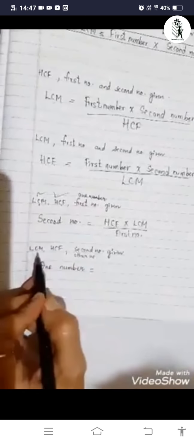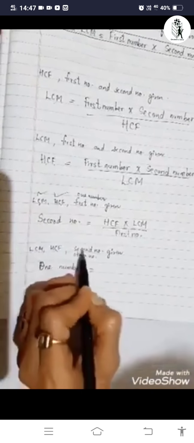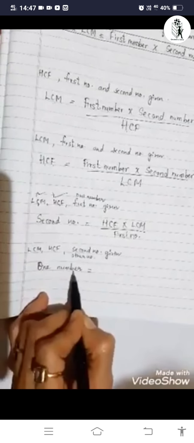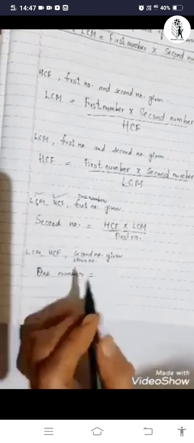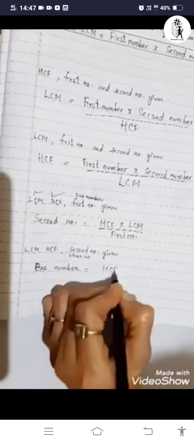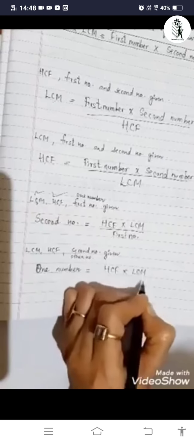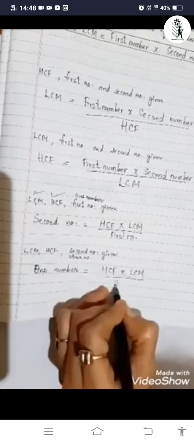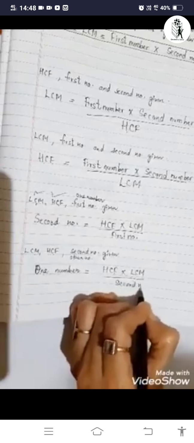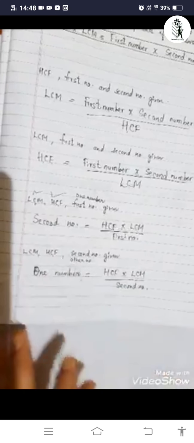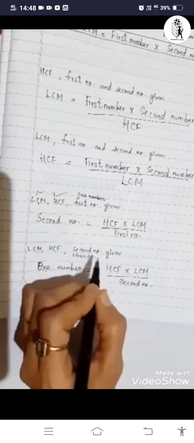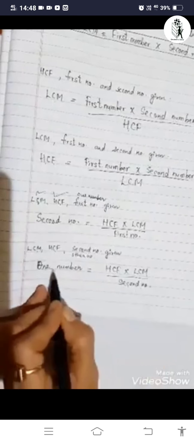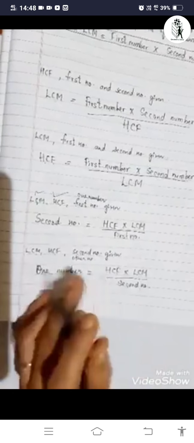And suppose the LCM, HCF and second number are given and we have to find the first number, or one number. That time the formula will be HCF multiplied by LCM upon the second number. So we will find it by this formula.